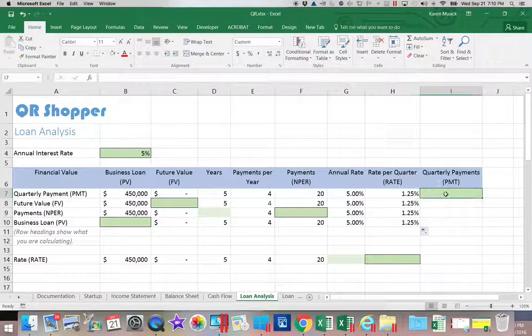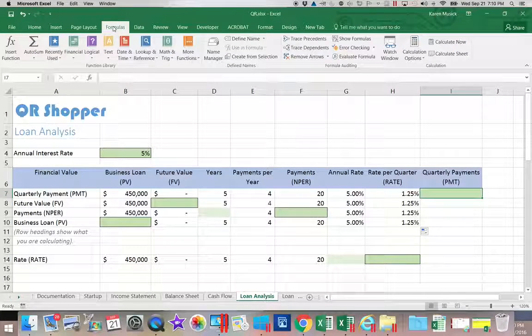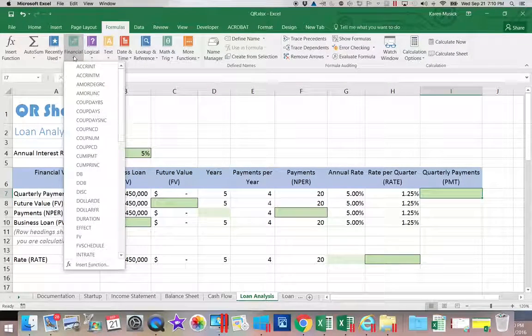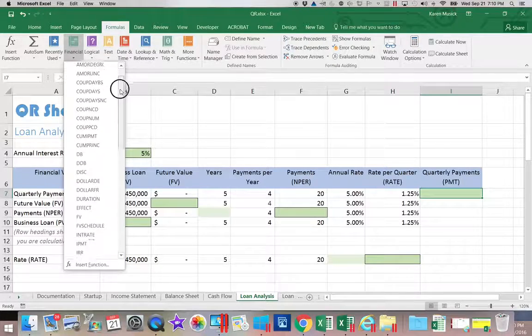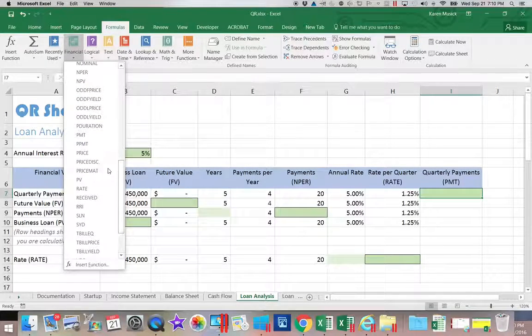So let's go ahead and calculate in this first row what the quarterly payment amount would be. To do this, I'm going to go to the Formulas tab and go to Financial. I'm going to scroll down and locate PMT.